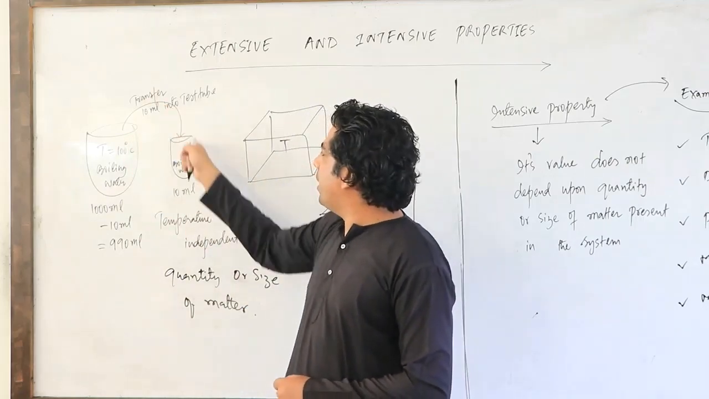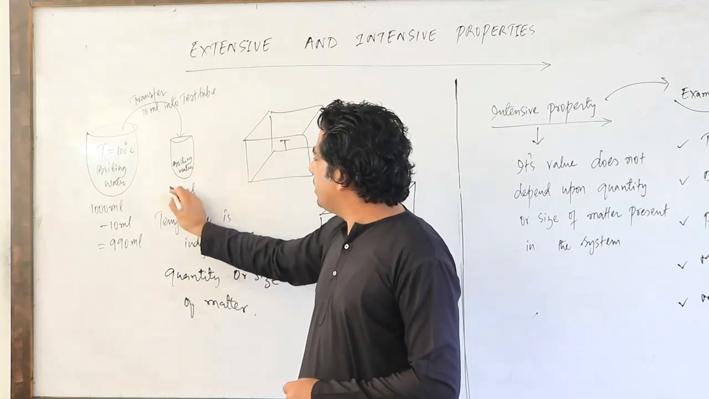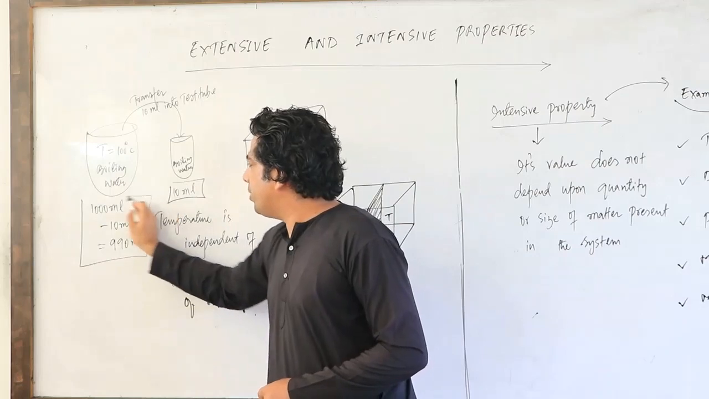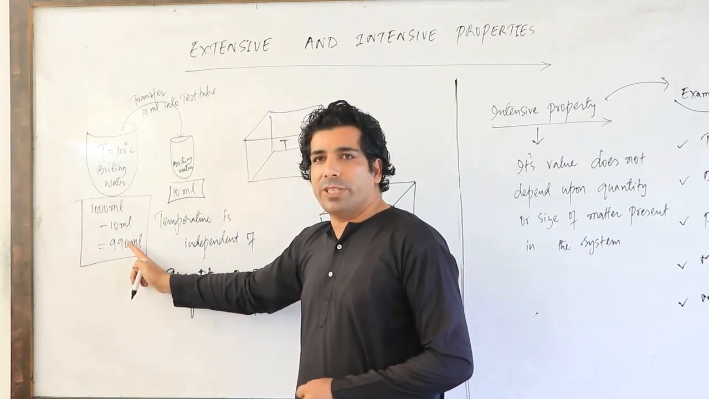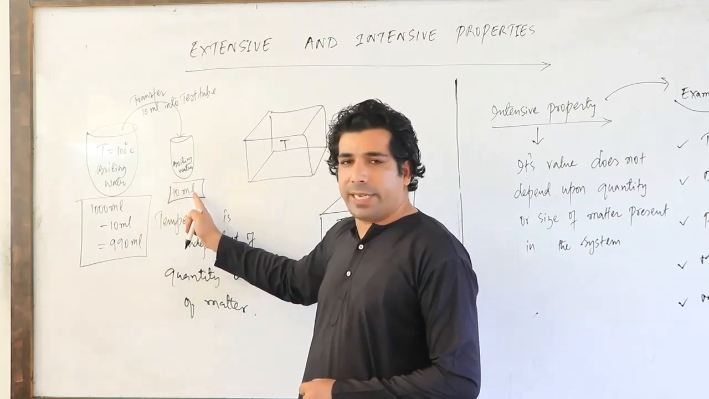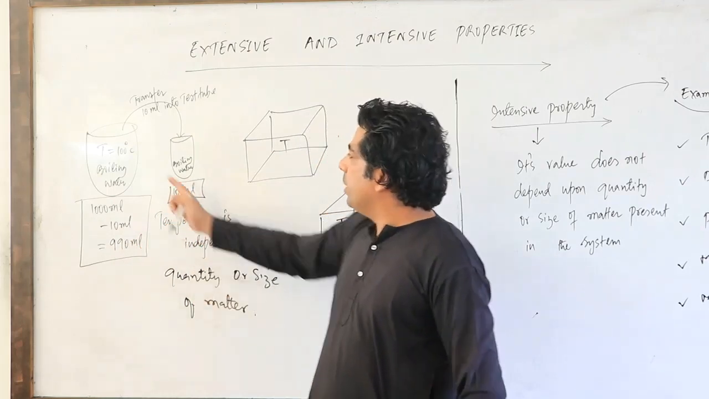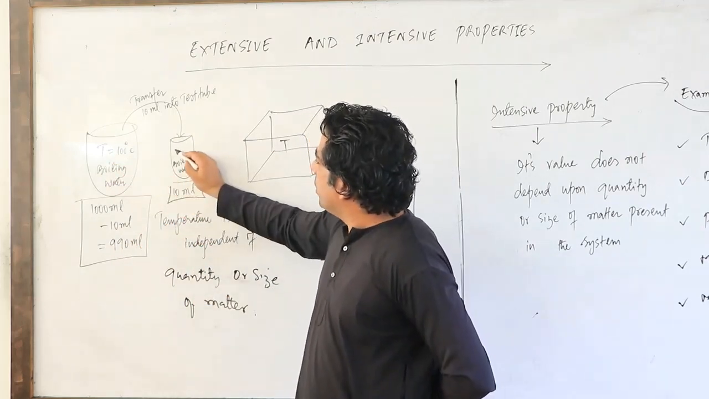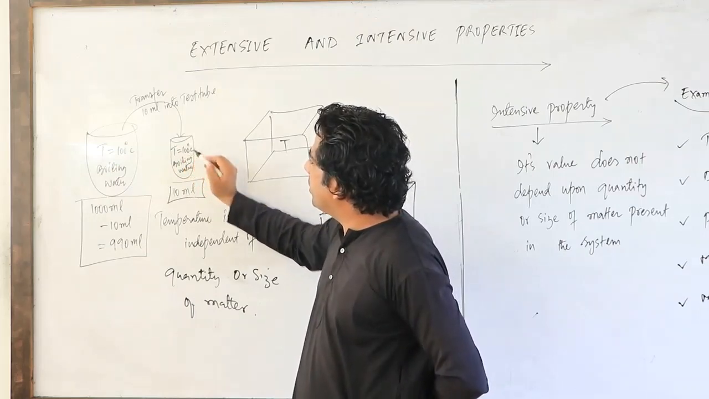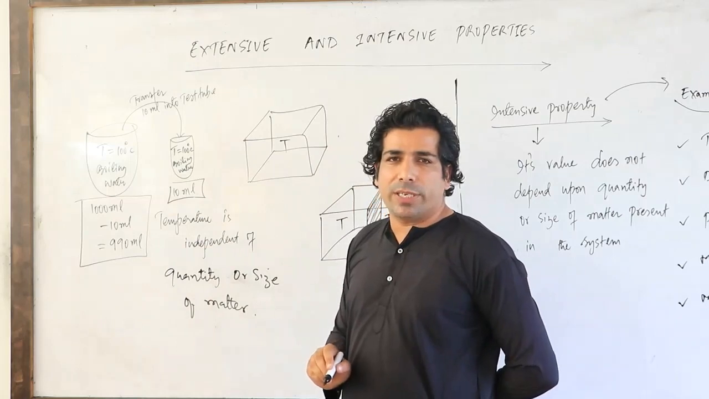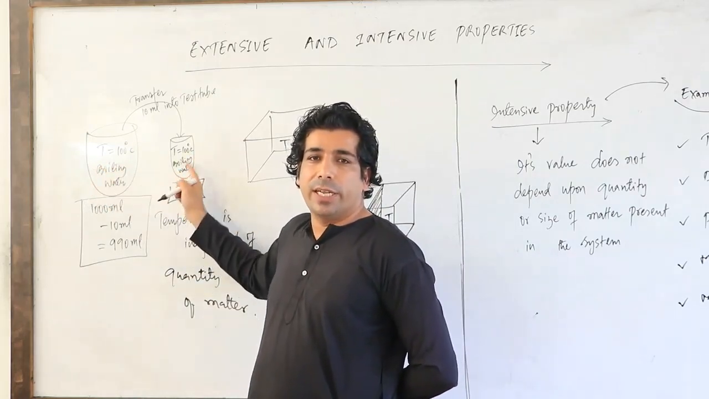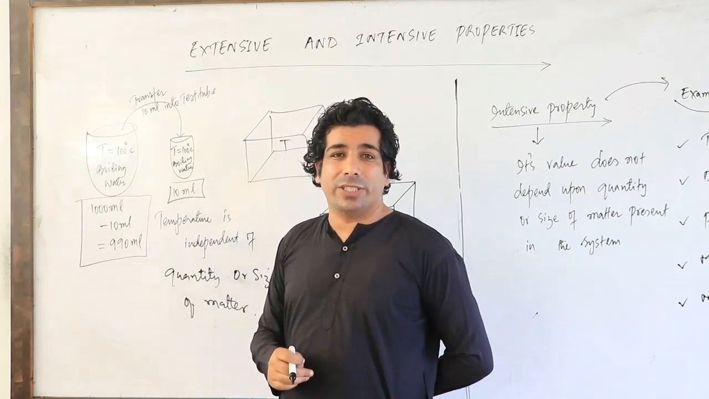After transferring 10 ml here, now the volume of the substance has changed. What is the remaining volume here? 990 ml. And what is the volume here? 10 ml, correct? So what about the temperature? Temperature is here also 100 degrees Celsius. You can use the thermometer and check the temperature here. It will be 100 degrees here, also 100 degrees. That means temperature does not change.